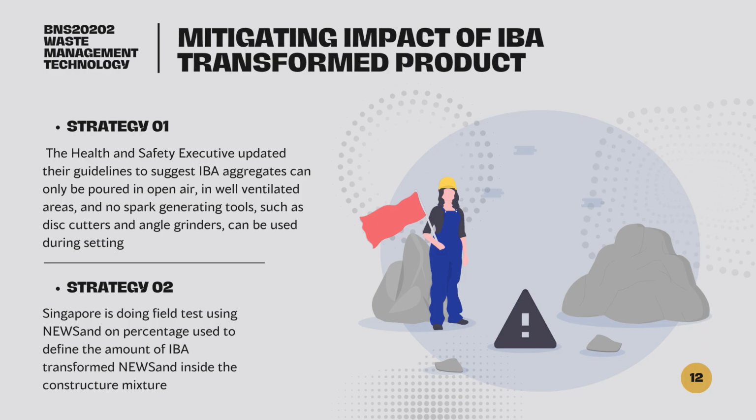What is the way to mitigate the impact of this IBA transformed product? Firstly, strategy number 1. The Health and Safety Executive updated their guidelines to suggest IBA aggregates can only be poured in open air, in well-ventilated areas, and no spark generating tools, such as disc cutters and angle grinders, can be used during setting. Strategy number 2. Singapore is doing a field test using NEWSand on percentage used to define the amount of IBA transformed NEWSand inside the construction mixture.